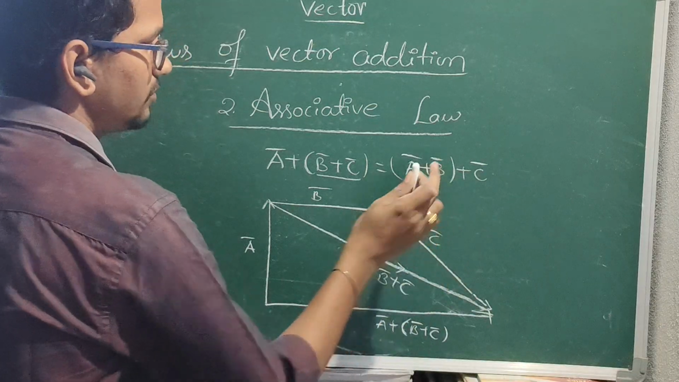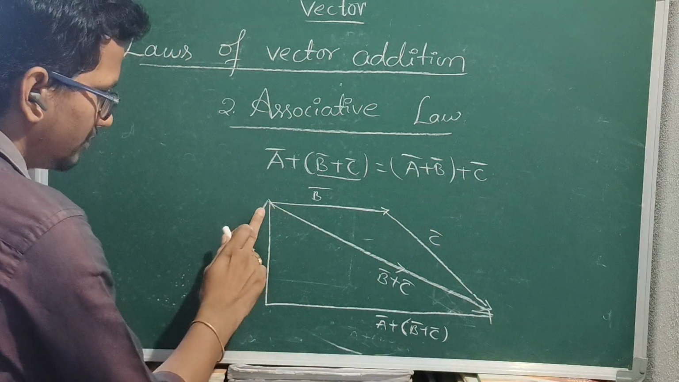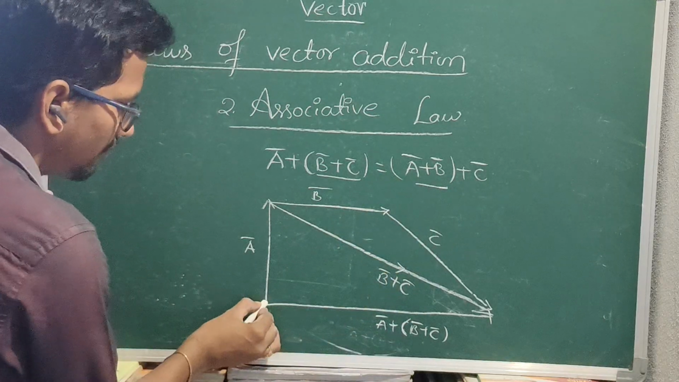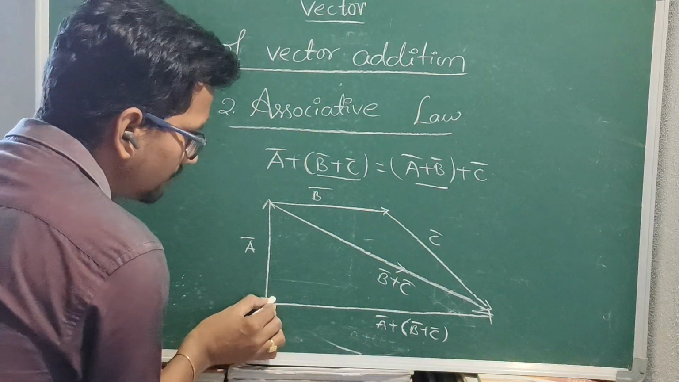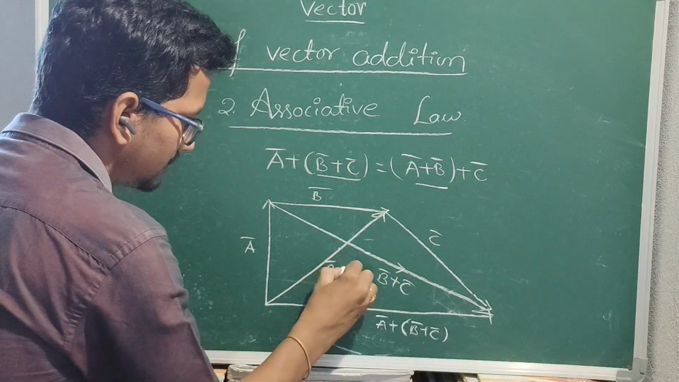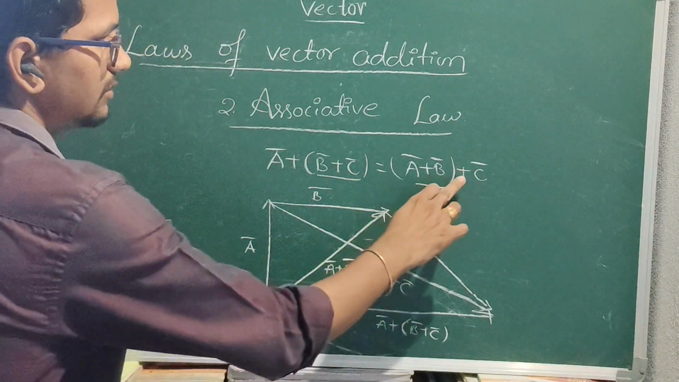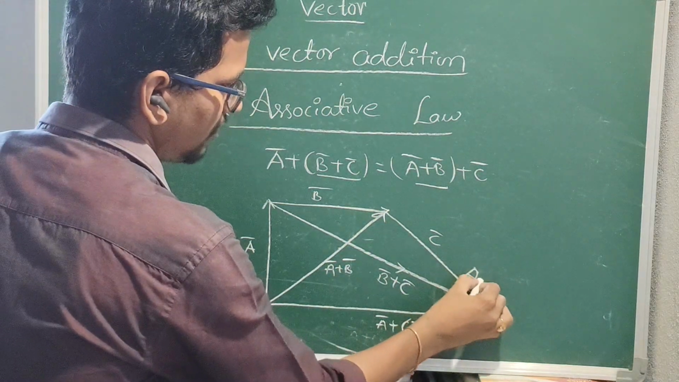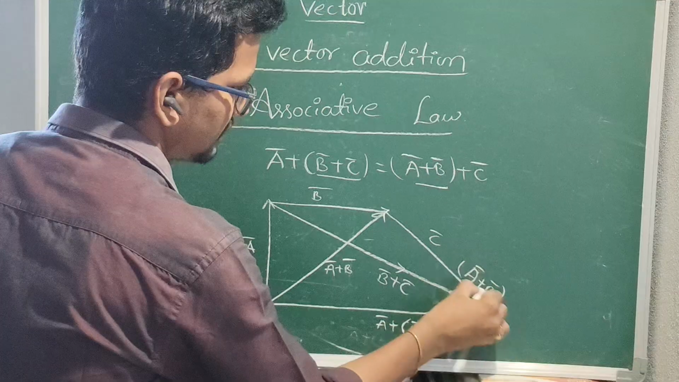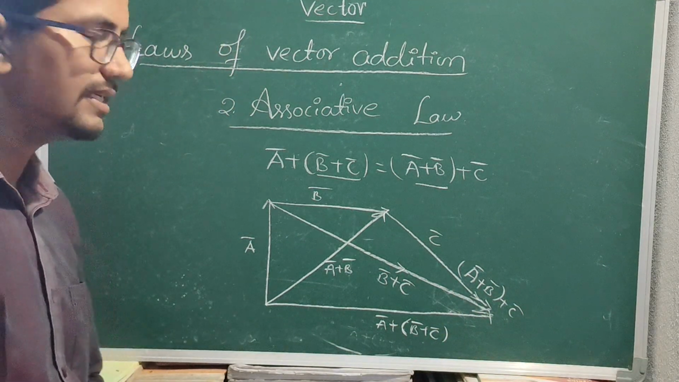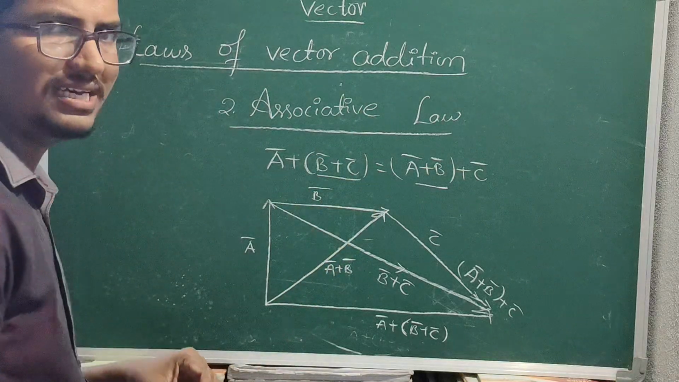Right hand side, a bar plus b bar. The head of the first vector is connected to the tail of the second vector. That is a bar plus b bar. The resultant vector is from the tail of the first vector to the head of the second vector. And next plus c bar. Is it right? Yes, a bar plus b bar plus c bar, in the same direction. The direction is proved.